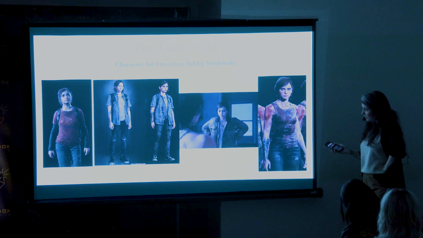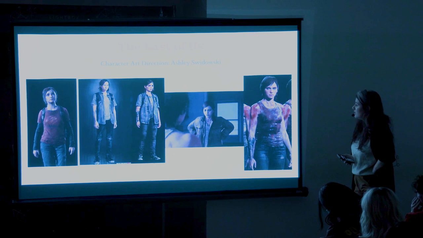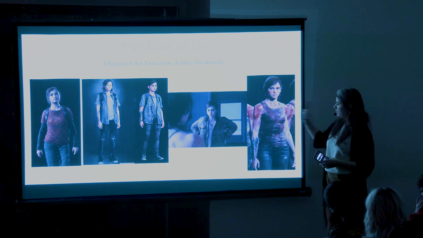I love this costume. This is her Santa Barbara look. She goes into Santa Barbara completely unhinged, guns blazing. She's got a machine gun at this point. I think it's the first time that we have Ellie with a machine gun. But what I love about the costume is it mirrors the first one. So she's got the blood coming down the sleeves. It looks very similar to the red t-shirt of the first one.